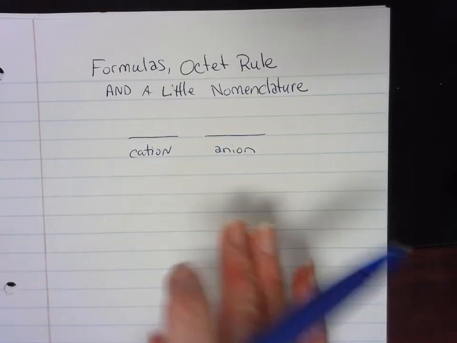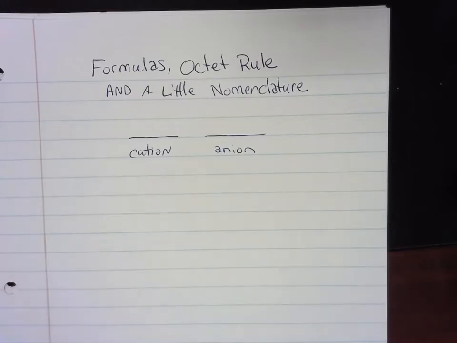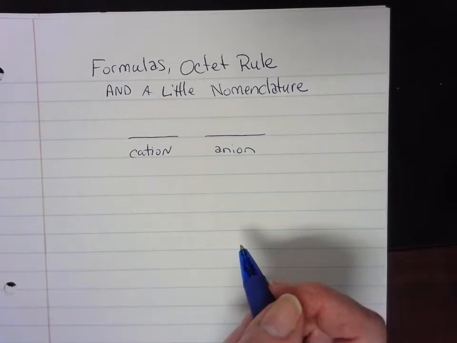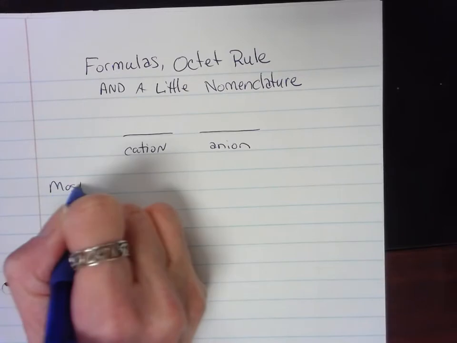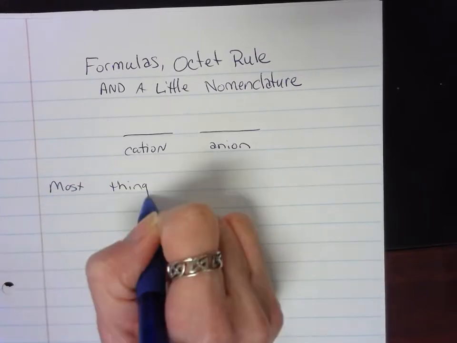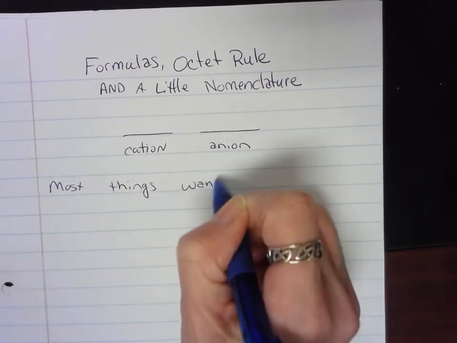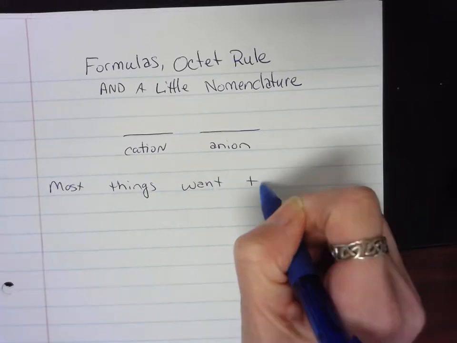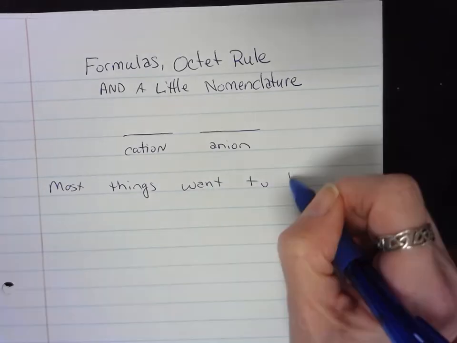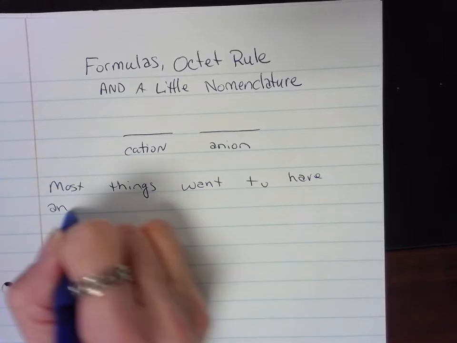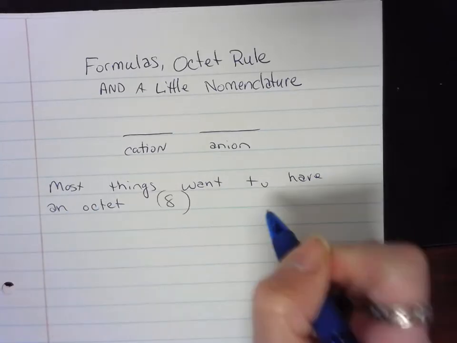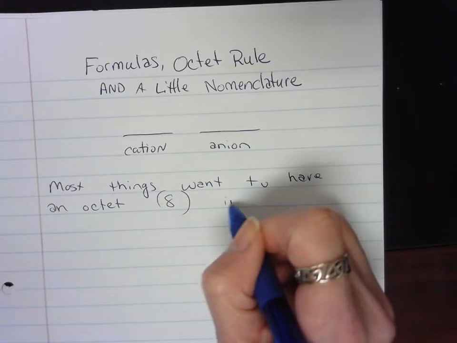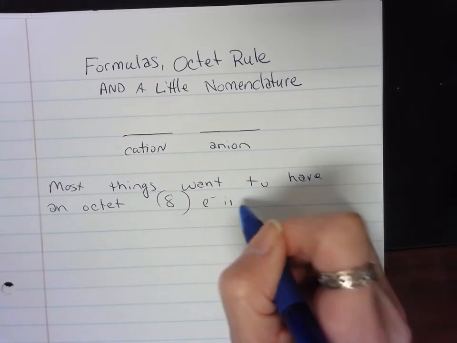Now, we talked a little bit about the octet rule. Remember, most things want to have an octet, meaning 8 electrons in the outermost energy level.